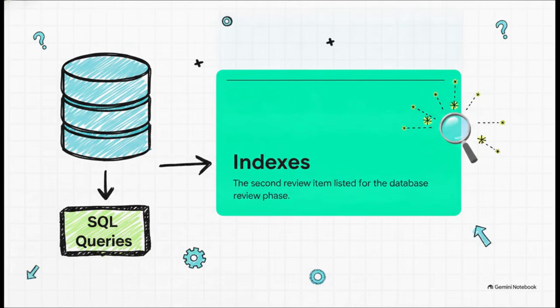Now, what's really interesting about this slide is how indexes are placed immediately following those queries. That sequence is highly intentional, guys. Once you've reviewed the queries you're running, your absolute next step is making sure you have the proper indexes in place so the database can execute those specific lookups lightning fast without scanning the entire table.